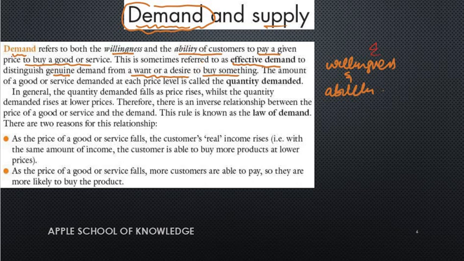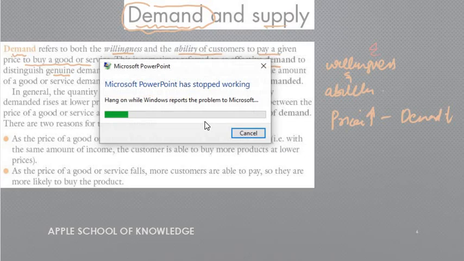Now we have another term. There's a law, and that law is called the law of demand. In general, quantity demanded falls as price rises. Means that when the price goes up, then the demand will be down. And this is the general law, and we call this inverse relations. When the price increases, the demand decreases.